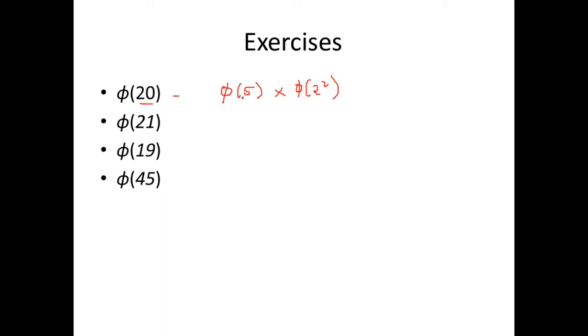So what is phi of 5? It's a prime number. So it is nothing but 5 minus 1 into, what is phi of a prime number raised to the power k? It is 2 square minus 2 power 2 minus 1. So this is 4 into 4 minus 2. So this is 4 into 2, 8. So phi of 20, the result is 8. I hope you all have received that result.